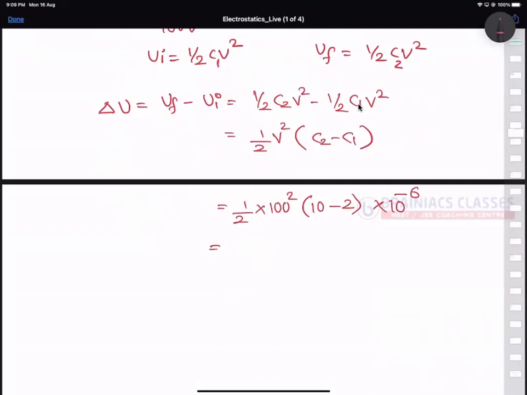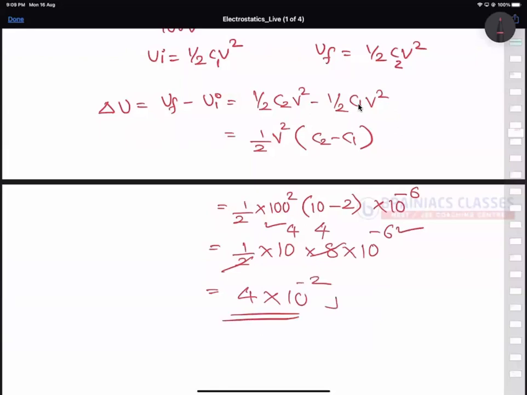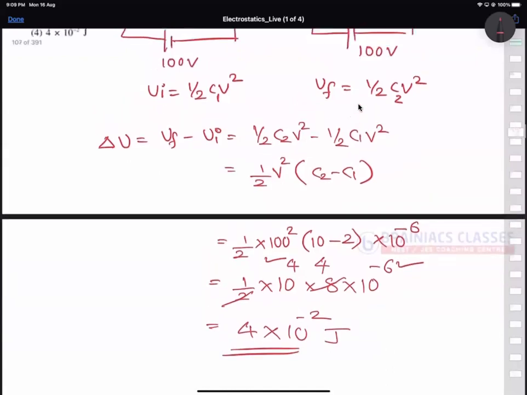Now we have 1 by 2, 100 square means 10,000, that is 10 power 4, into 8 into 10 power minus 6. How much is the answer? 8 by 2 is 4, and 4 into 10 power 4 into 10 power minus 6 becomes 10 power minus 2. The unit is joule. So the answer is 4 into 10 power minus 2 joule.